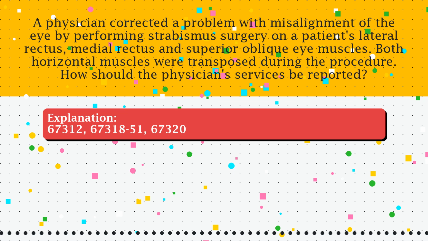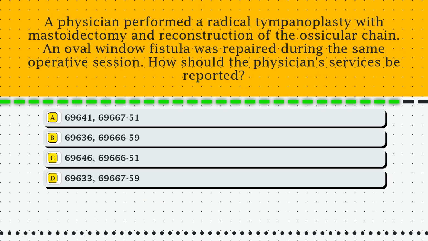Question 96. A physician performed a radical tympanoplasty with mastoidectomy and reconstruction of the ossicular chain. An oval window fistula was repaired during the same operative session. How should the physician's services be reported? Option A, 69,641, 69,667 to 51. Option B, 69,636, 69,666 to 59. Option C, 69,646, 69,666 to 51. Option D, 69,633, 69,667 to 59.